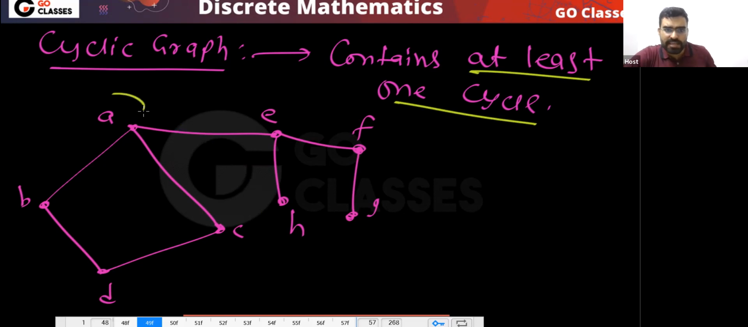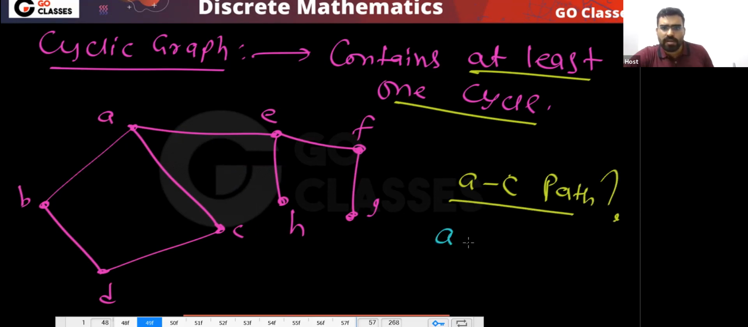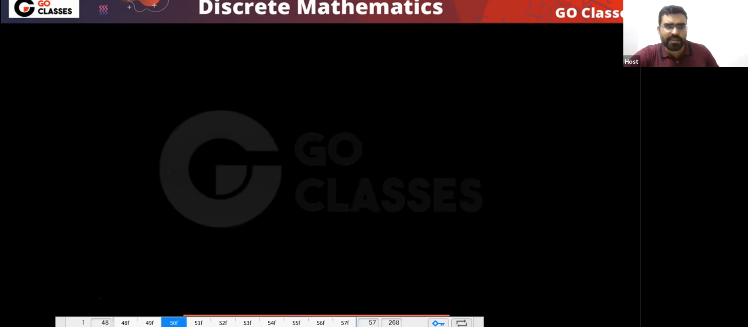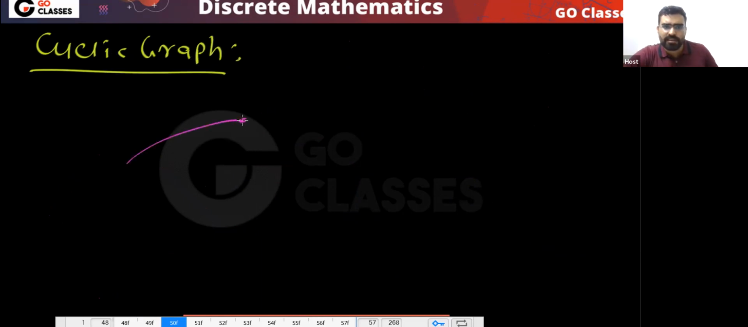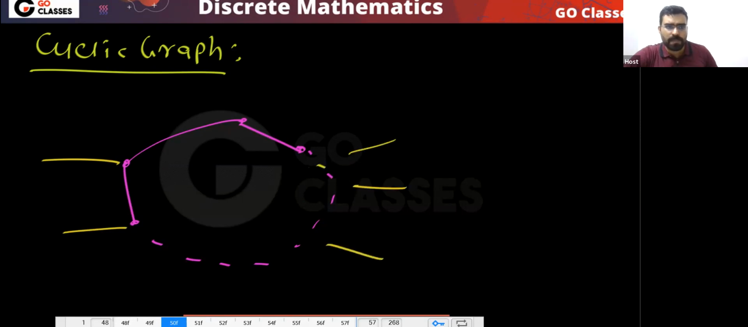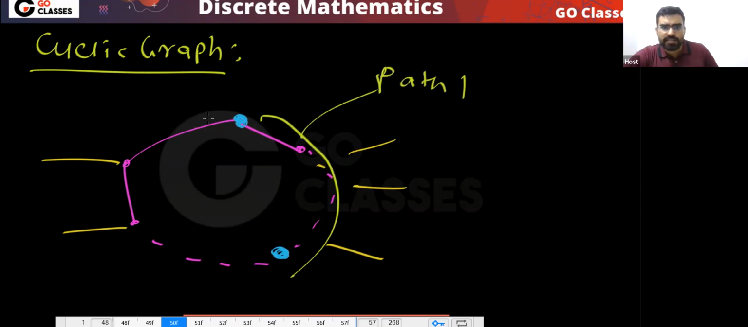Tell me one thing. In this cyclic graph, from vertex A to vertex C, how many paths do you have? Either you have this path or this path, so there are a total of two paths. A cyclic graph has at least one cycle. There can be some extra things, but there is at least one cycle. From this vertex to this vertex, there will be two paths: this is path 1 and this is path 2.